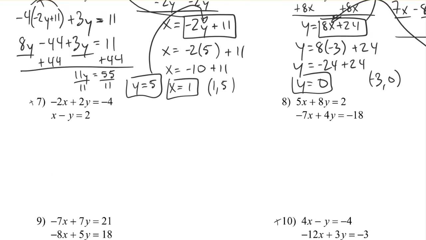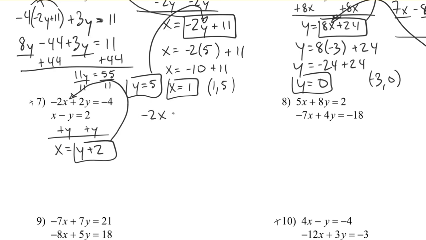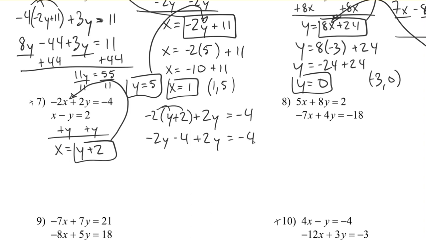Problem 7. Only takes one step to solve this for y, right? If I say we're going to add y to both sides, then x equals y plus 2. So we're going to take that and substitute it in for x here. So we've got negative 2 times x plus 2y equals negative 4. We're substituting in our value of x, which is y plus 2. We need to distribute. Negative 2y minus 4 plus 2y equals negative 4.